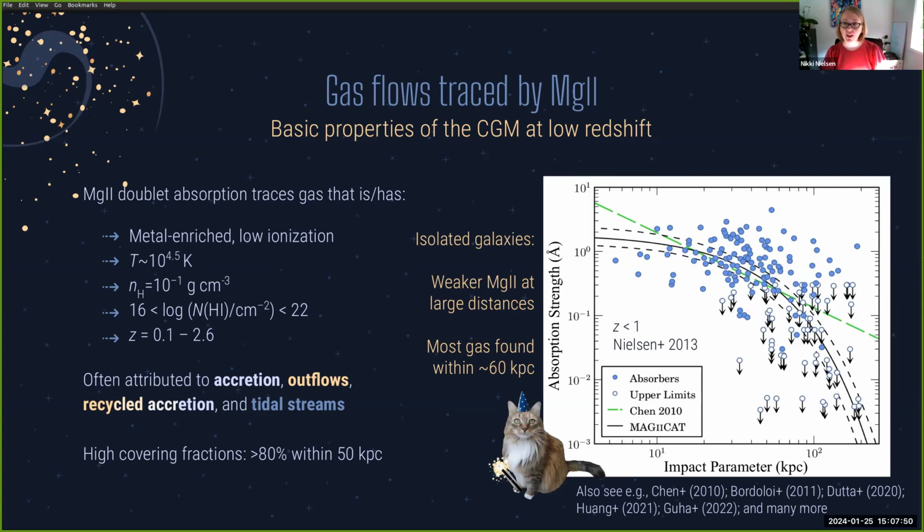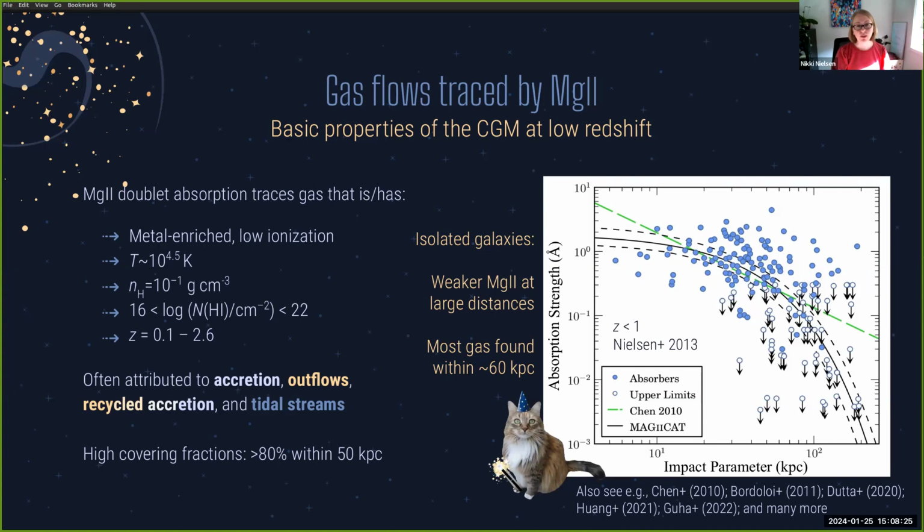So there's gas everywhere. When we look at the absorption strength of magnesium-2 as a function of distance from the galaxy, we see that it decreases as you move outwards, but also that most of the gas is found within about 60 kiloparsecs of the galaxy, or about a third of the virial radius. Now, I mentioned that there's only a single quasar sightline per galaxy in most cases. So each one of these points is a separate galaxy-quasar pair, and that is causing quite a bit of scatter in this relation.